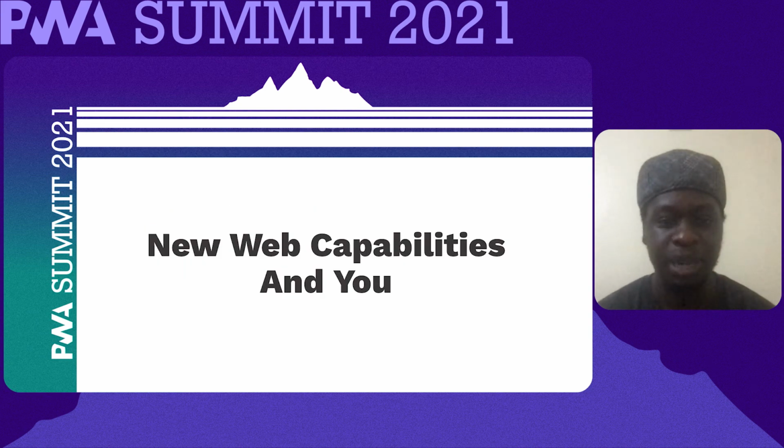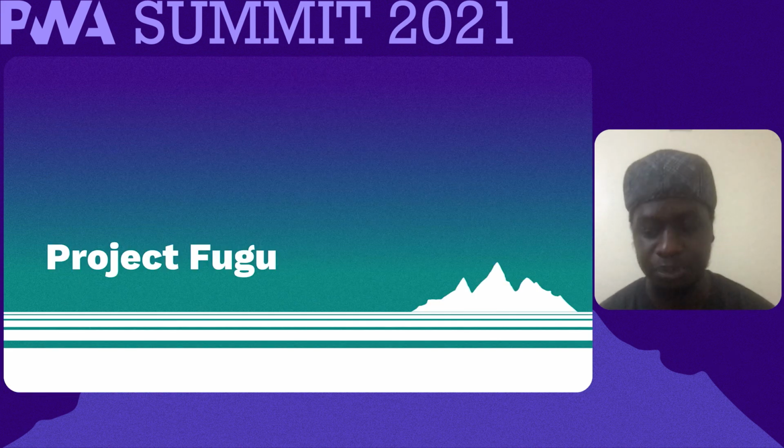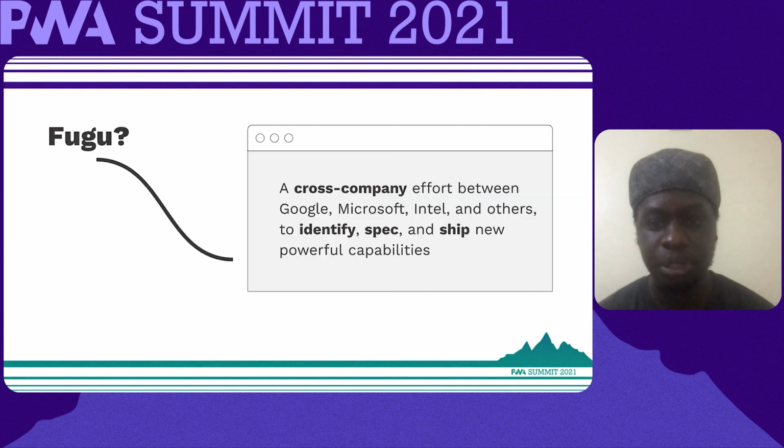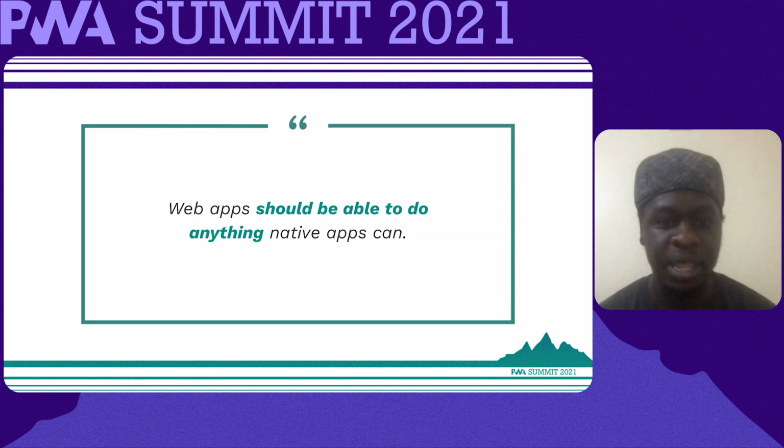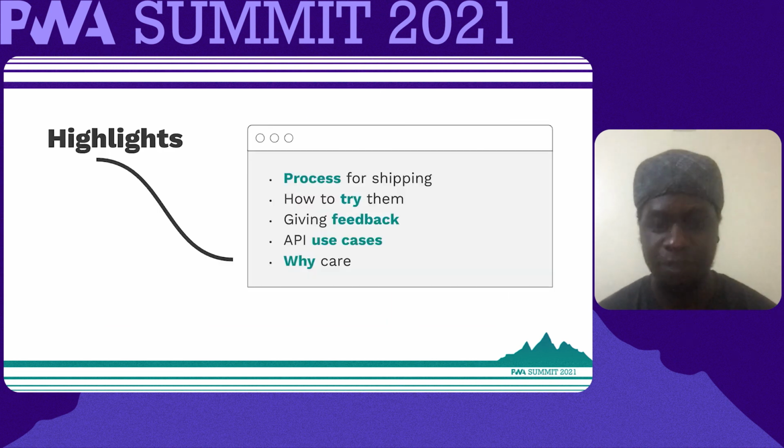Today, I'll be speaking about new web capabilities and you, which is tied to Project Fugu. Fugu is a cross-company effort between Google, Microsoft, Intel, and other browser vendors to identify and build new modern web capabilities into the web. This is driven by one amazing goal, which is to allow web apps to do anything native applications can, famously known as filling the app gap.